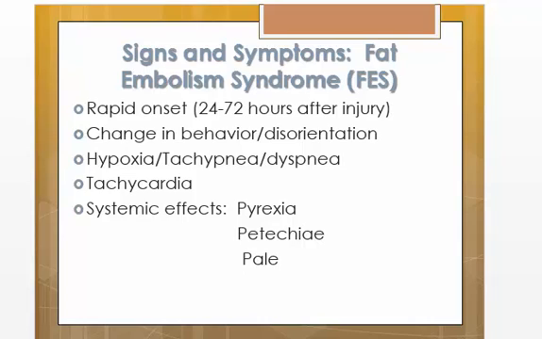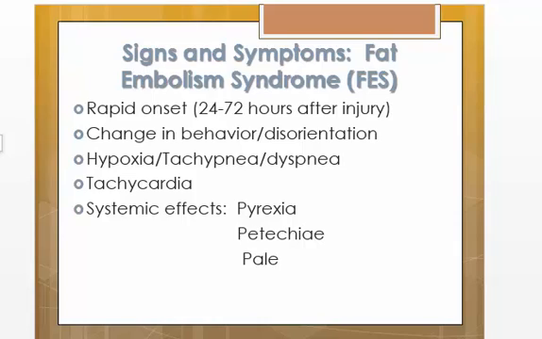Respiratory issues include hypoxia, difficulty breathing, shortness of breath, rapid respiratory rate, crackles, and you might see acute respiratory distress syndrome on a chest x-ray, which would be a complete whiteout. Cardiac signs and symptoms include fast heart rate and chest pain.